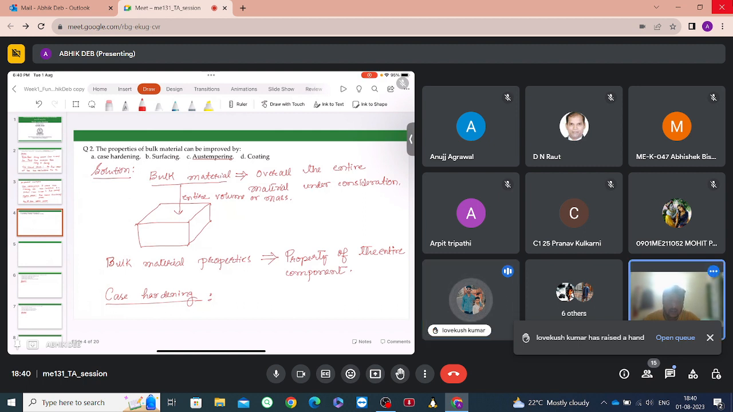सर, ये बल्क मटेरियल अपने हार्डनेस वगैरह भी बढ़ाता है? Bulk material में हार्डनेस नहीं आता है। Bulk material will consider properties like density, electrical conductivity, thermal conductivity, like that. Hardness is a surface property. आप कोटिंग करके सरफेस के हार्डनेस को बढ़ा सकते हो, तो वो सरफेस प्रॉपर्टी है, बल्क मटेरियल प्रॉपर्टी नहीं है। सो हार्डनेस इज ए सरफेस प्रॉपर्टी, नॉट ए बल्क मटेरियल प्रॉपर्टी.